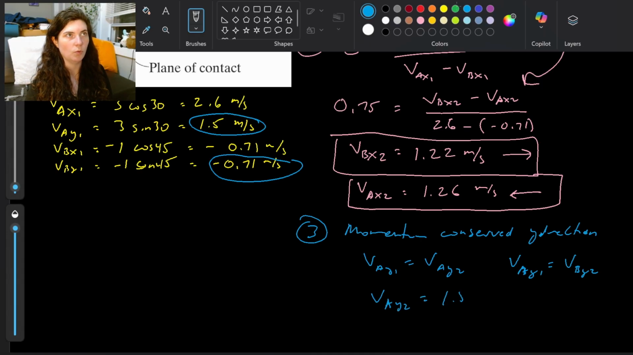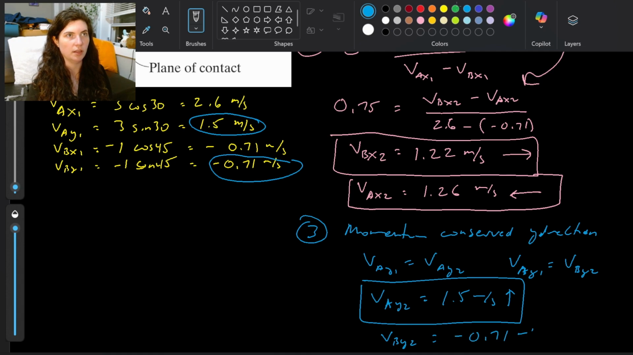VAY2 is going to be 1.5 meters per second. And of course that was positive, so it's still going up. And VBY2 is going to be negative 0.71 meters per second. So it is moving down.